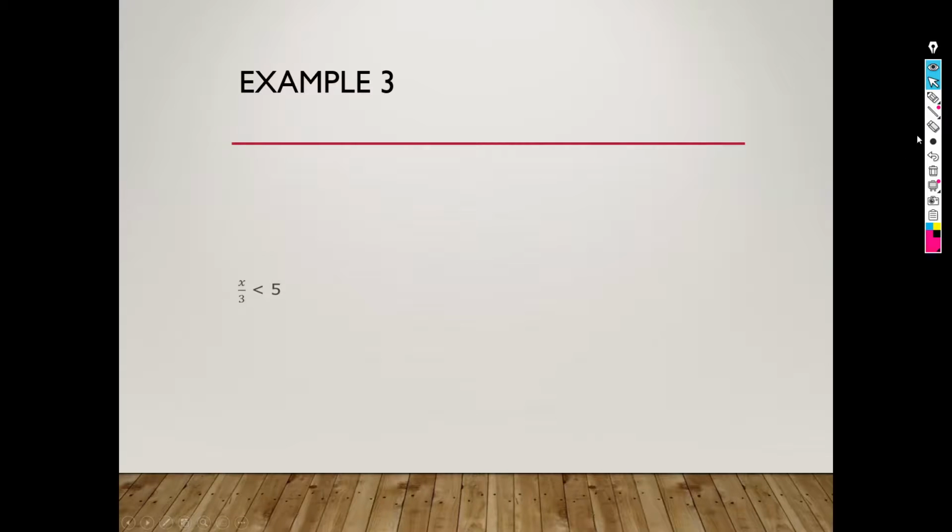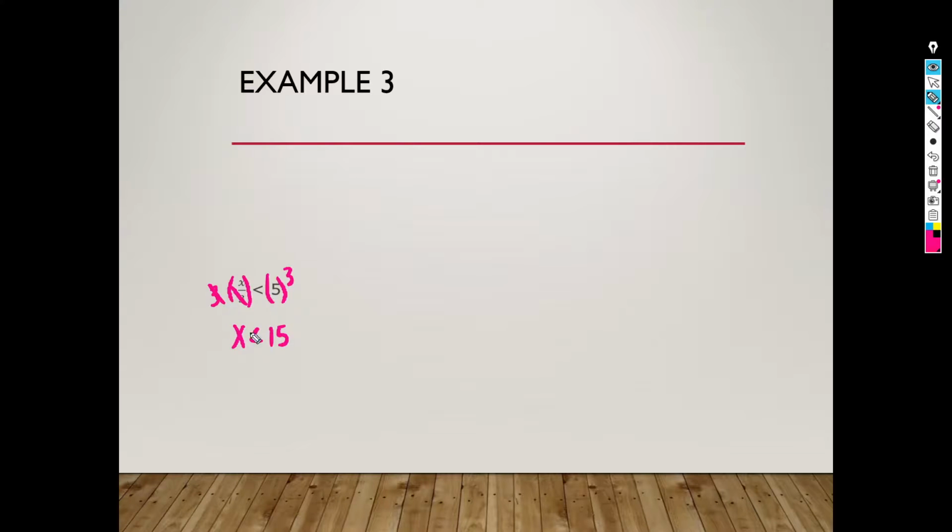Okay, let's look at a third example. This one has a fraction involved in it. Again, a fraction is just division, so we're going to multiply both sides by our divisor there, so times 3. And I'm going to multiply this times 3. And so again, these are going to cancel, which is going to leave me x is less than 15.